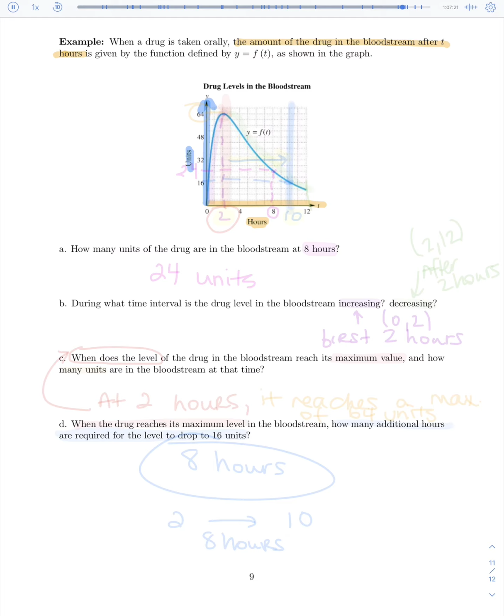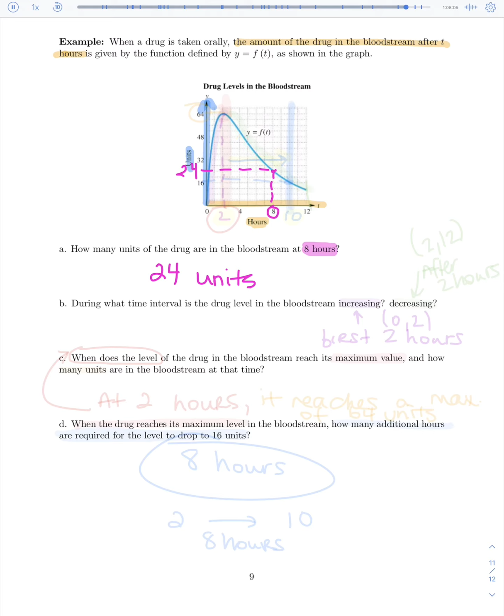So now they're going to ask me a couple of questions I can hopefully read off my picture. The first thing is, how many units of the drug are in the bloodstream at 8 hours? So I'm going to go over to where the 8 hours is and find out where my graph is, which is right around here, about halfway between 32 and 16. Well, halfway between 32 and 16 is 24. So we're going to just say 24 units. And we're just approximating, but that looks very close.